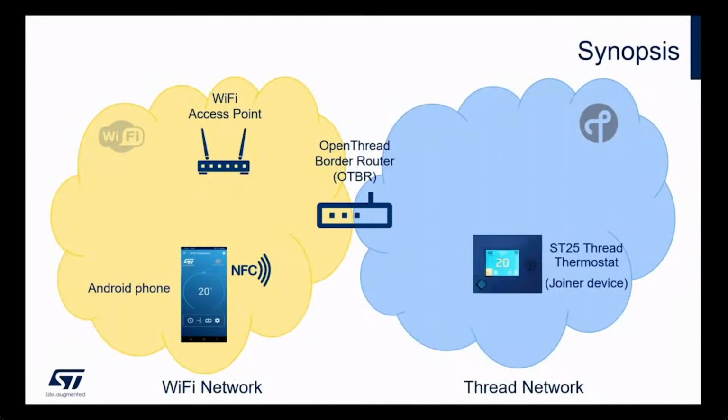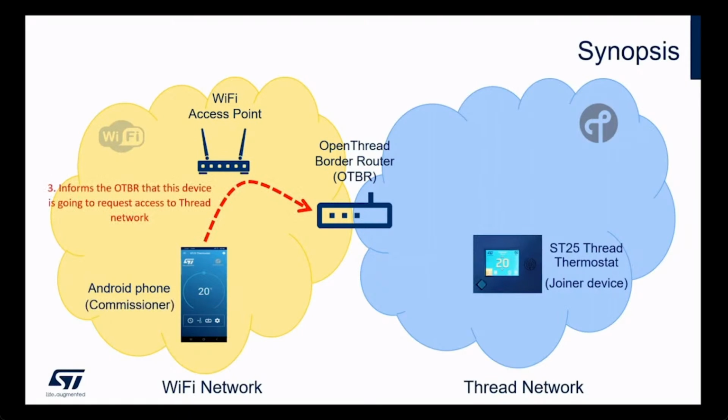Let's take a look at the sequence of events in order to commission a device on a Thread network. Here, both networks are linked by a border router. The first step is to get the device ID and credentials from the joiner device using NFC. The second step is the petitioning, where the smartphone requests to be the commissioner. Once allowed, the commissioner informs the border router that this device with this unique ID and password is going to request to join the network.